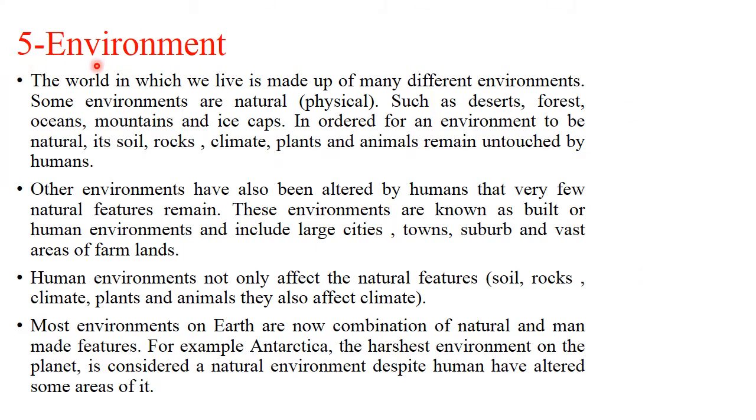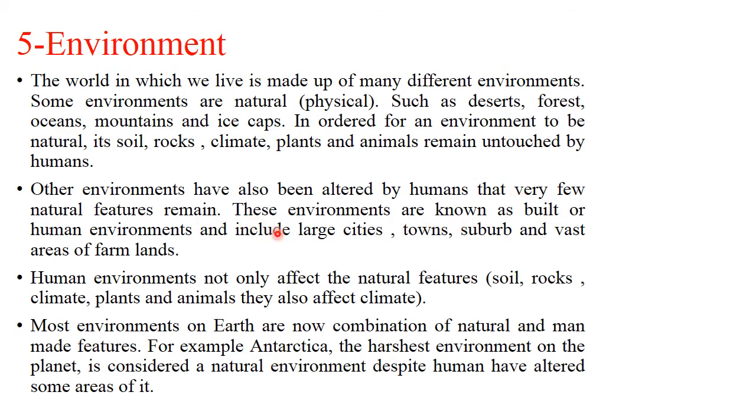Number 5, environment. The world in which we live is made up of many different environments. Some environments are natural, physical, such as deserts, forests, oceans, mountains, and ice caps. In order for an environment to be natural, its soil, rocks, climate, plants, and animals remain untouched by humans. Other environments have been altered by humans so that very few natural features remain.